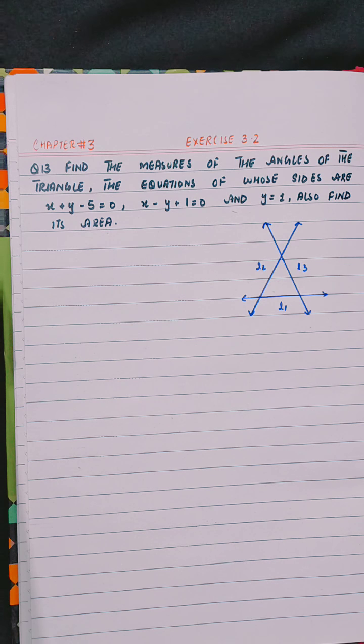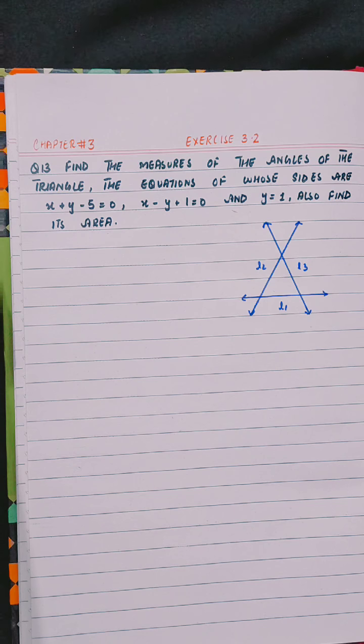In this video, we will solve question number 13 from exercise 3.2, chapter number 3. Find the measures of the angles of the triangle, the equation of whose sides are x plus y minus 5 equals to 0, x minus y plus 1 equals to 0, and y is equals to 1. Also find its area.